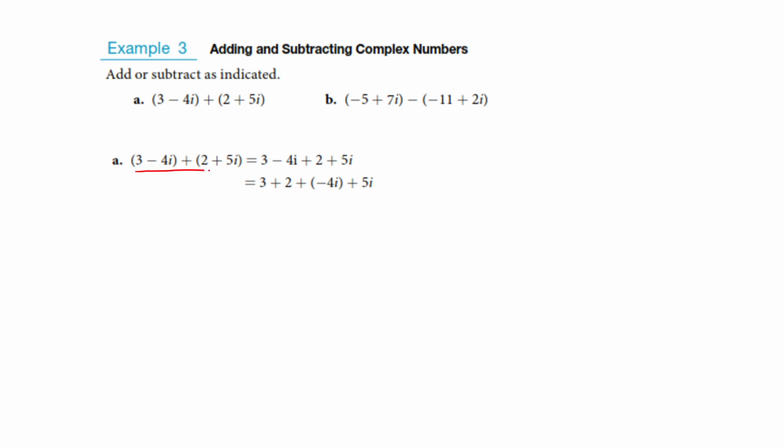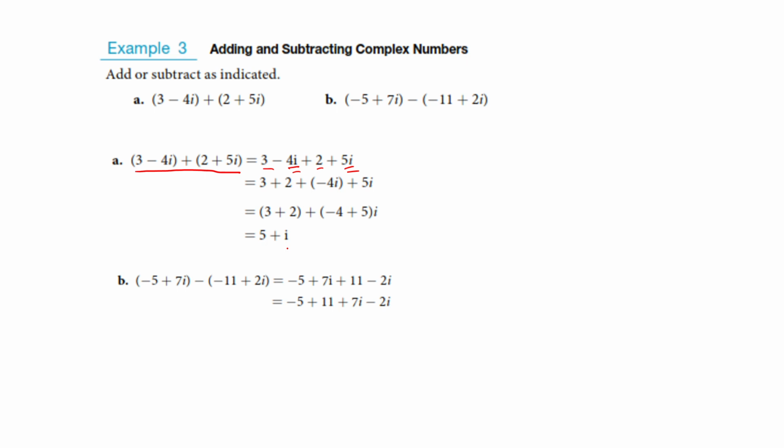Okay, so we're putting together these two complex numbers. Well, the real number portion can be put together, and the complex portion can be put together. And it really is that simple. So it is essentially combining like terms. You're just combining real things, which can go together, and complex things.